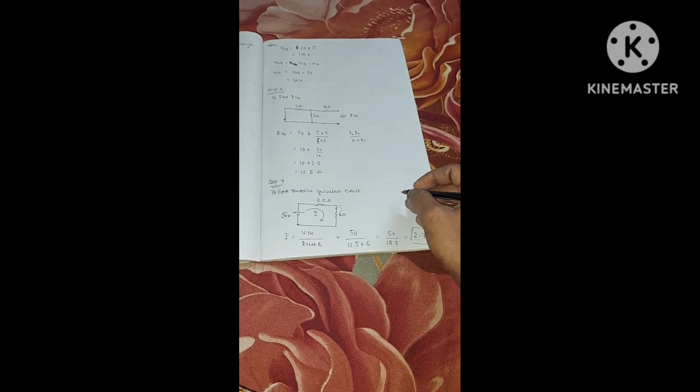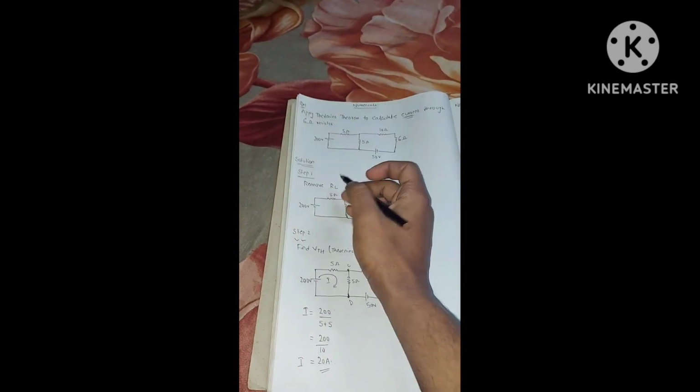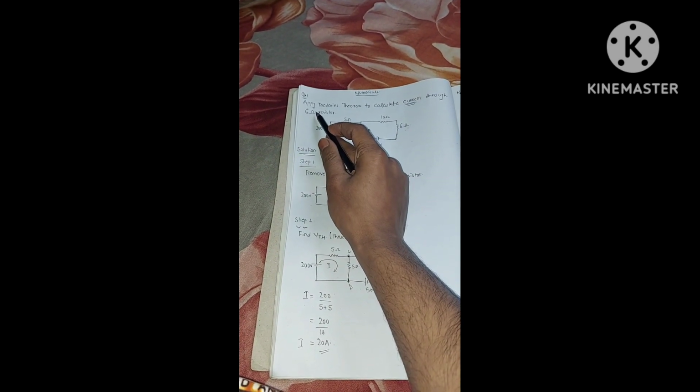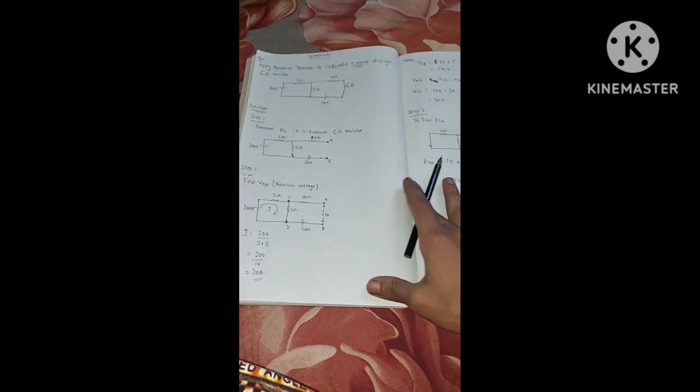So definitely this question will come in your semester exam. Only the value might change here. It could be 6 ohms, 3 ohms, 4 ohms, 2 ohms, anything. Okay. So we completed the numerical based on Thevenin's theorem.